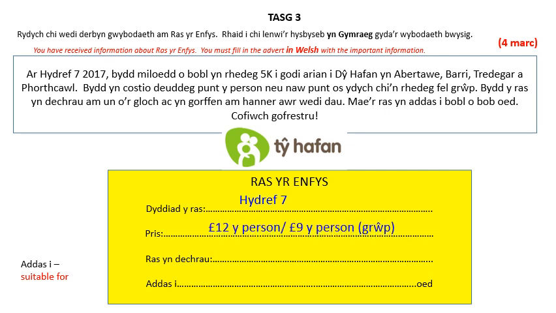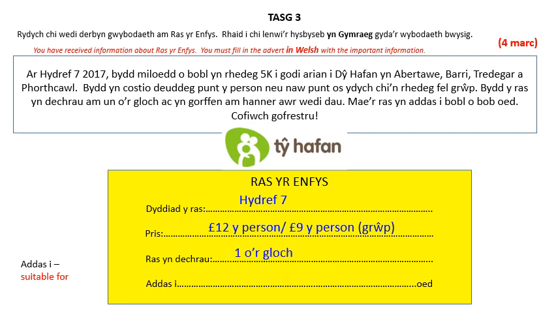12 punt y person, £12 a person. If you weren't sure what that deuddeg was, though, you could copy the word deuddeg punt y person. If you can't remember whether it was 12 or 20 and you're a bit unsure, just write that word down. Or you could put 9 punt if you're in a group, yeah? Os ydych chi'n rhedeg fel grŵp. Ras yn dechrau. Ras is race, and dechrau, starts. What time did it start? Can you remember? It was 1 o'r gloch.